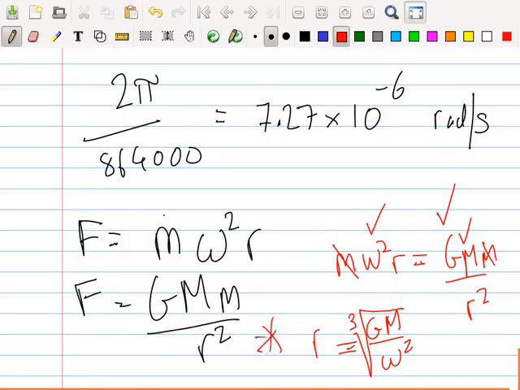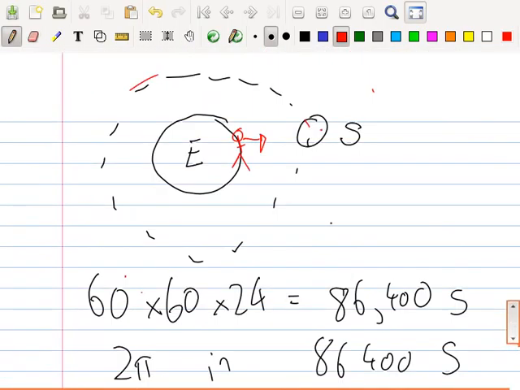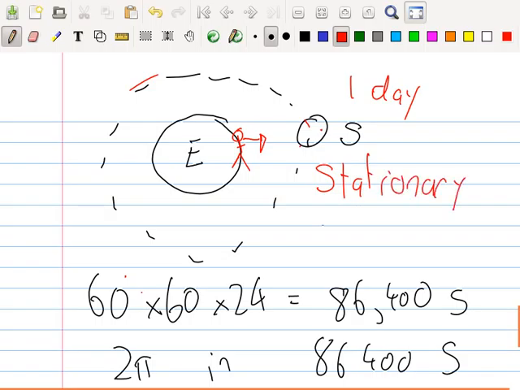So this here is for the satellite to stay in the same spot in the sky. You understand? The name of this satellite that takes 1 day? Static. Stationary or parking orbit.